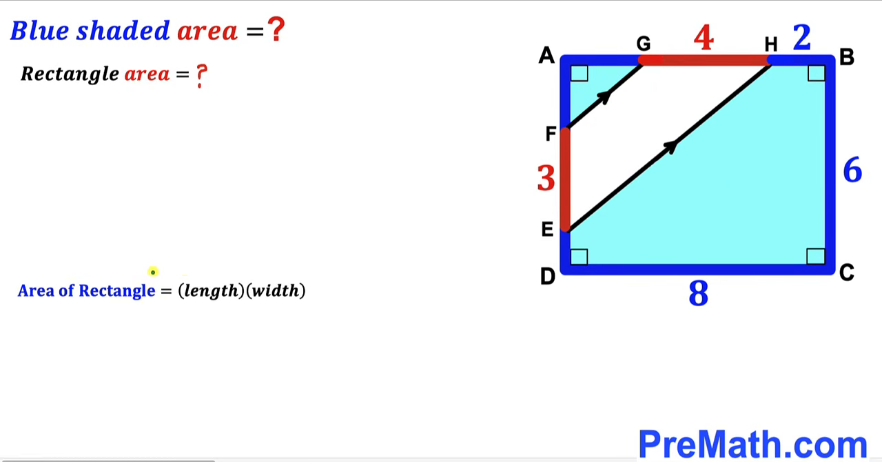Now let's recall the area of a rectangle formula. Area is always equal to the length times the width of the rectangle. In our case, the length of this rectangle is 8 units, whereas the width is 6. So the area of this rectangle ABCD is going to be 8 times 6, and that gives us simply 48 square units. Thus the area of this rectangle turns out to be 48.